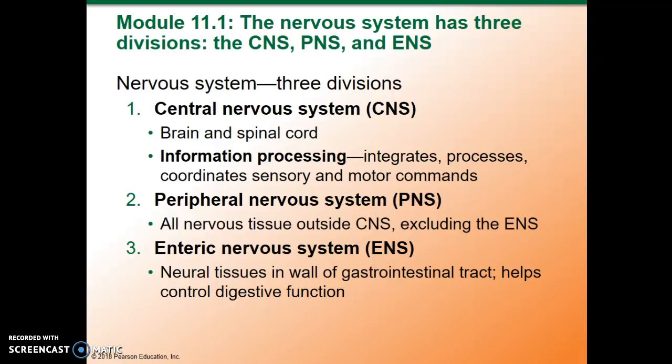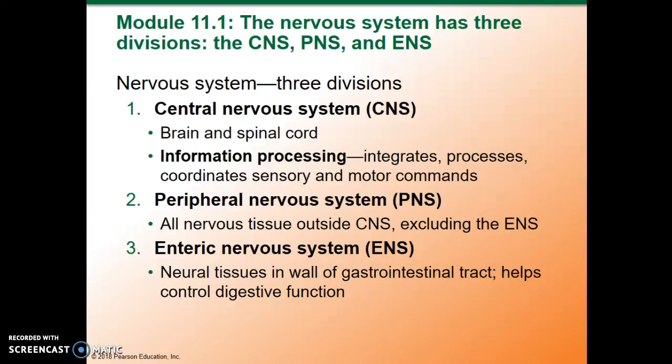Most people are aware of the 2 divisions, the central nervous system, or CNS. That's the brain and spinal cord. And this system is responsible for transporting information, but also for integrating and coordinating the sensory and motor information.